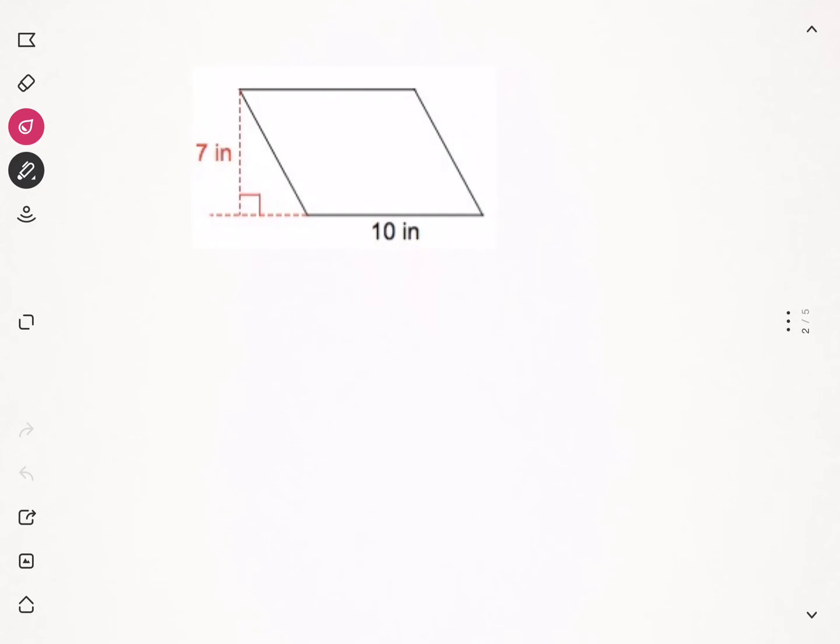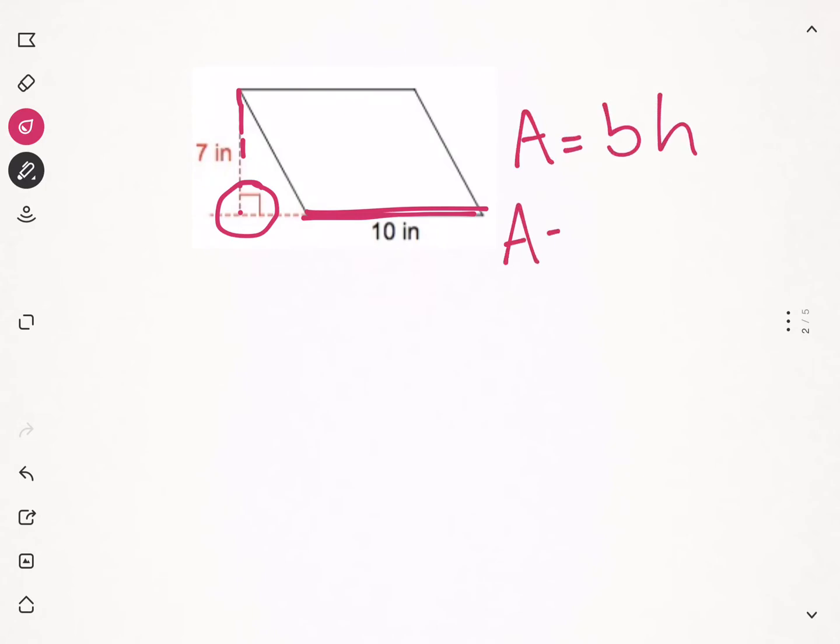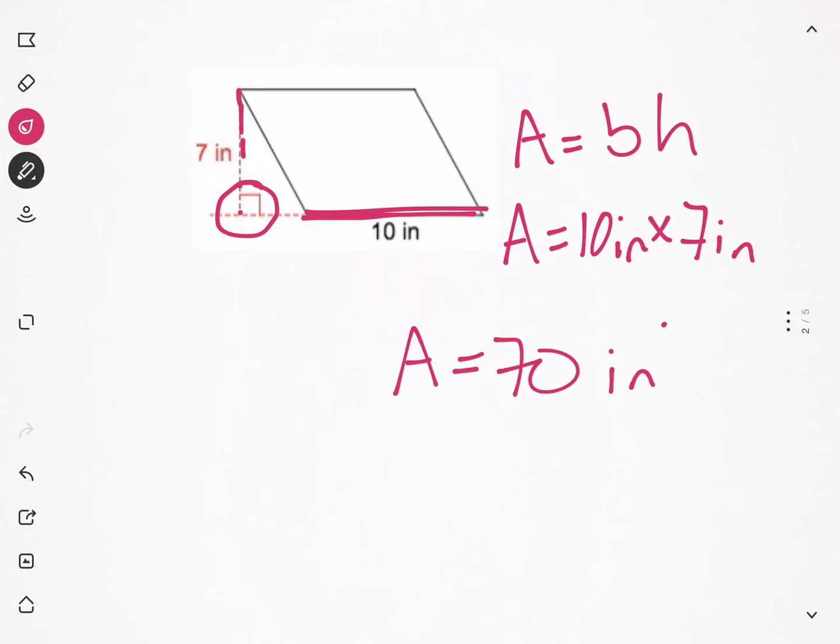Example 1, we have this parallelogram. We have the base is 10, the height is 7 inches, and once again, if we're unsure, we look for this right angle. That's going to connect our base with our height. So area equals base times height. Area equals 10 inches times 7 inches. So the area is 70 square inches. Pretty straightforward.